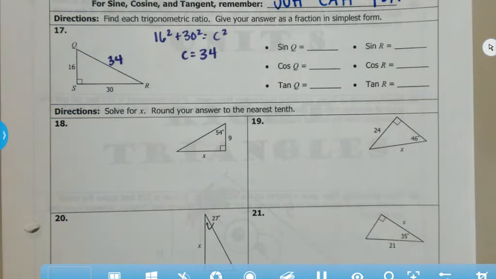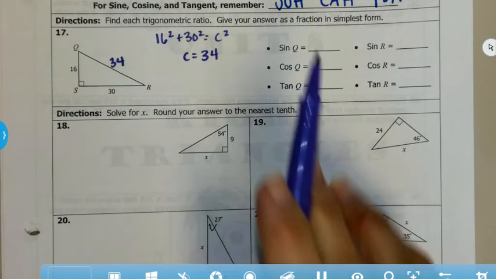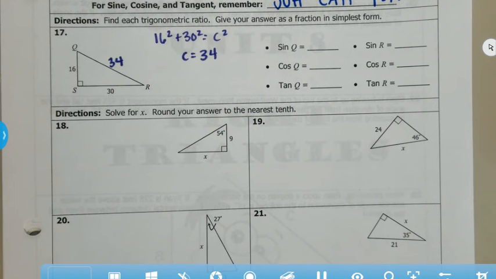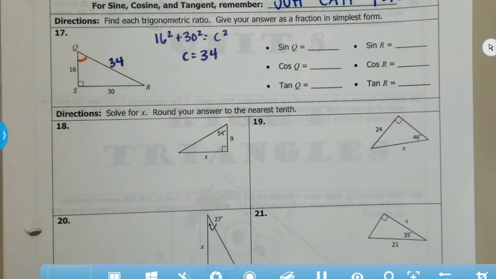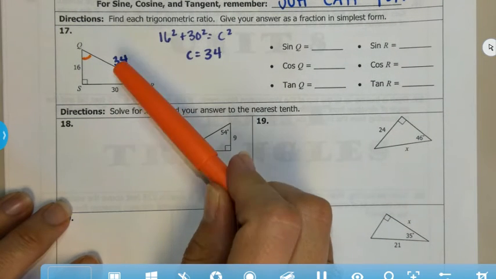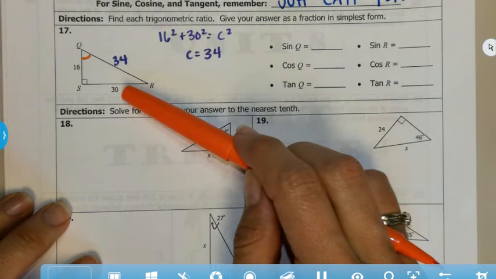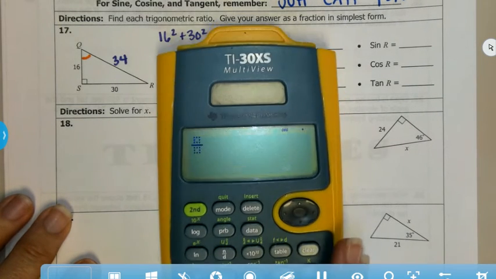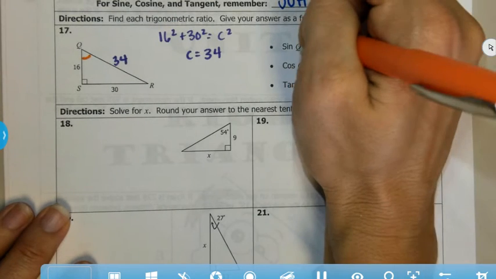Now we can do our sine, cosine, and tangent in simplest form. Thankfully, this calculator makes it easy for us to do simplest form. So remember, sine is opposite over hypotenuse, and we're talking about angle Q here. For angle Q, the opposite side is 30, and the hypotenuse is 34. So sine is 30 over 34. We go to our calculator, put in our fraction, 30 over 34, and hit enter. So 15 over 17 is our reduced fraction there.